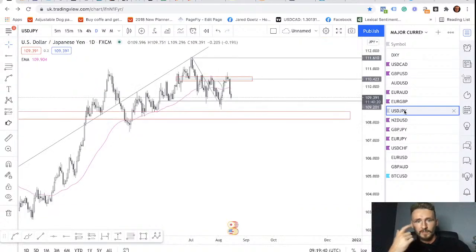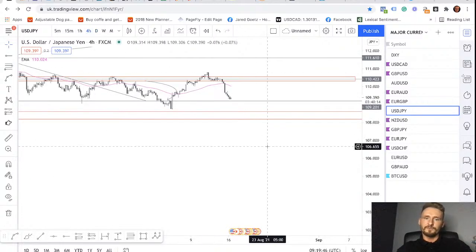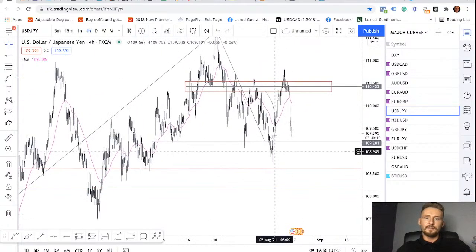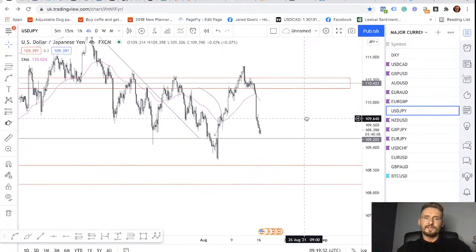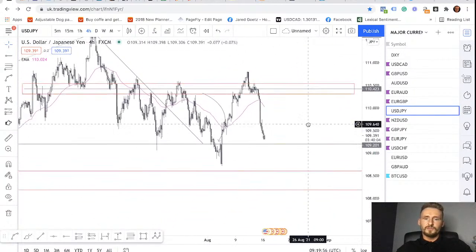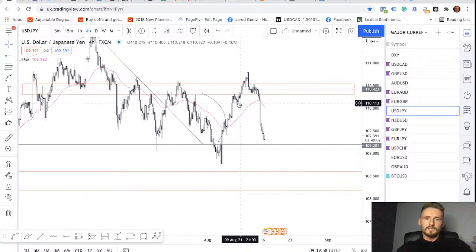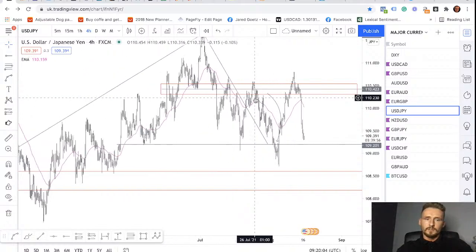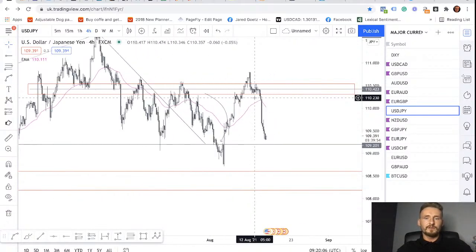So USD JPY, again, typical of the dollar right now, consolidating, moving from side to side. Not really anything I'd be looking to get in right now. It's just very, very choppy. Although you could, I know a lot of people with their trading strategies would be able to get in nice little entries like this. So for me personally, I'm going to leave this one out.